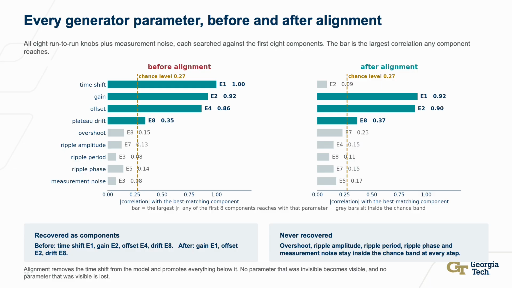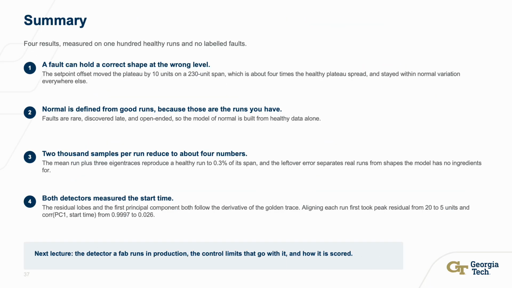So the statement about alignment can be made precisely. It removes one parameter from the model and it promotes everything that was below it. No parameter that was invisible before becomes visible. No parameter that was visible is lost. That is a narrower claim, and it is the kind of claim you should want before you put a pre-processing step into a production pipeline.